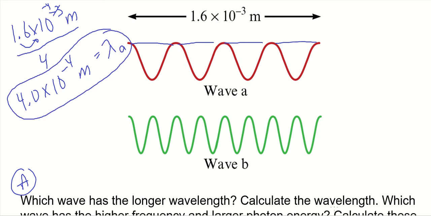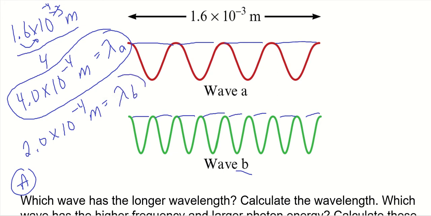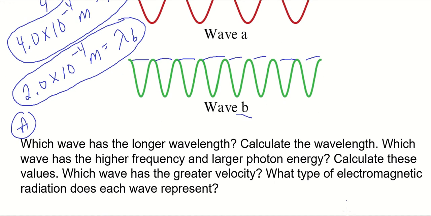Did it ask us to calculate both? Calculate the wavelength. Let's just do it. So the wavelength for wave B, 1, 2, 3, 4, 5, 6, 7, 8. Well, there's twice as many waves. That distance is the same. If there's twice as many waves, the wavelength of wave B must be half as big, or twice as small. So it would be 2.0 times 10 to the negative 4 meters. Just in case they wanted us to do both, there it is.